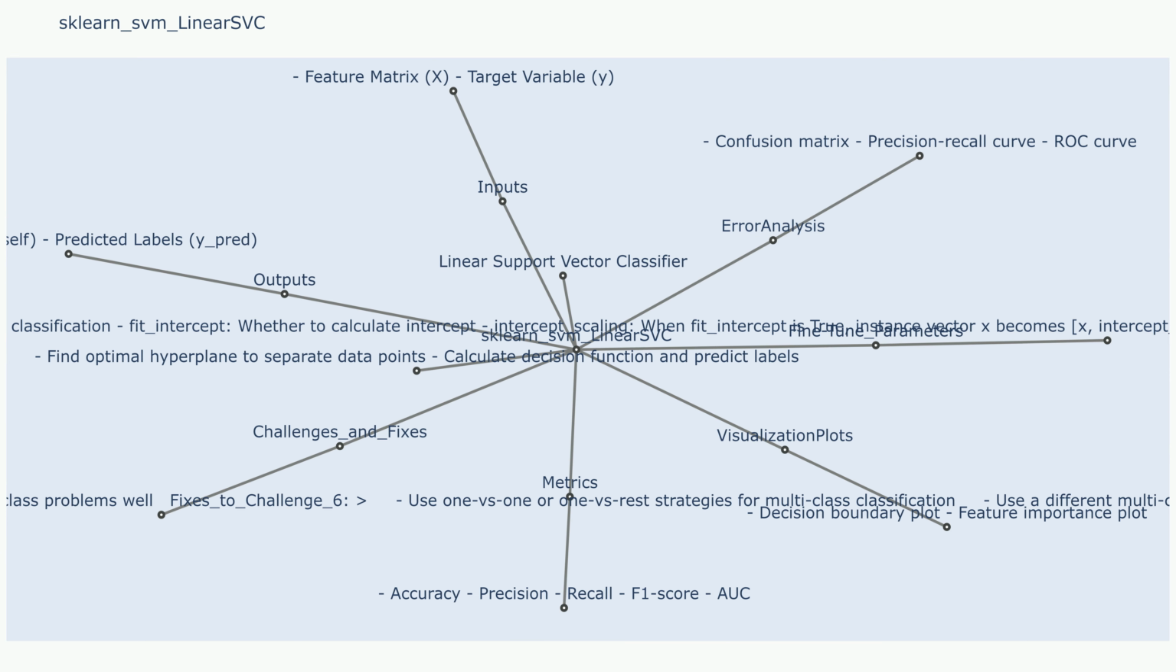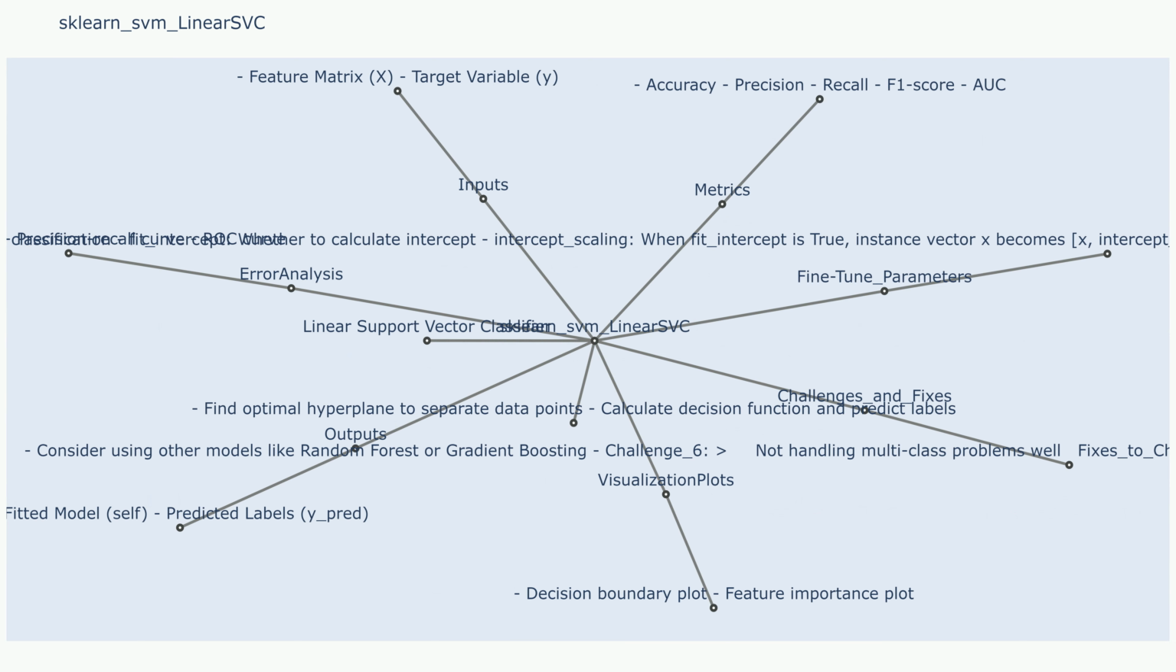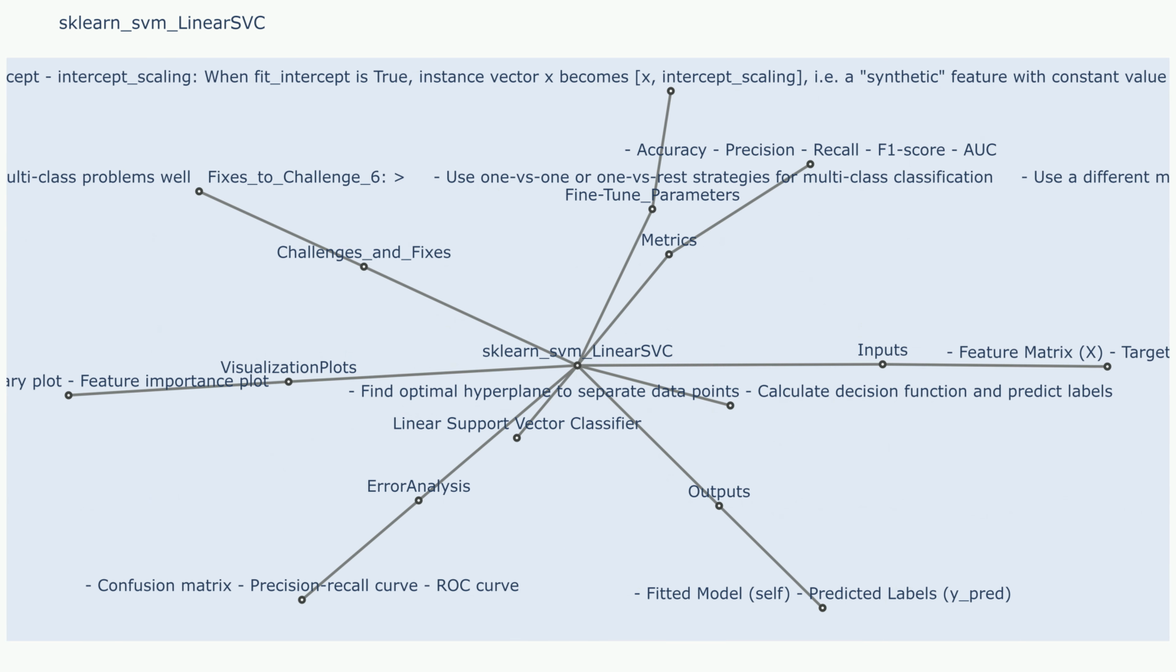Fixes to challenge 1: use regularization, the C parameter, to penalize complex models and encourage simpler models that generalize better. Use cross-validation techniques to evaluate the model performance on unseen data and adjust the regularization parameter accordingly. Consider using data augmentation techniques to increase the size and diversity of the training data, reducing the risk of overfitting.